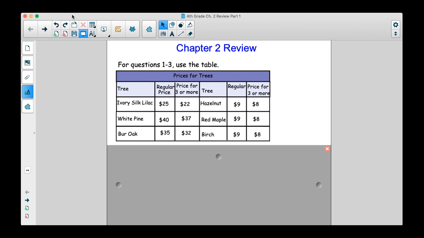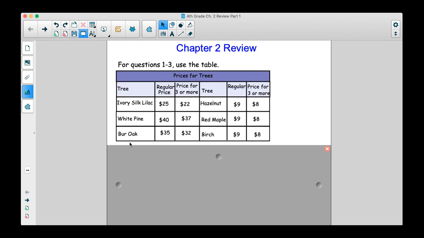So the first thing we should do before we even read a question is really to read and analyze the table. So stop and think for a moment. What do you see on the table? Okay. I noticed that there were two pieces of this table.